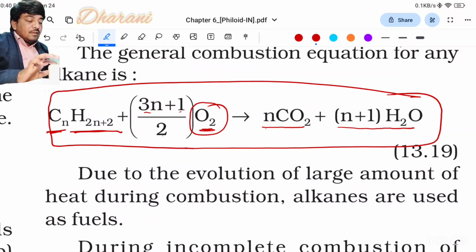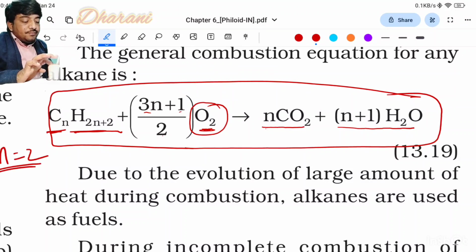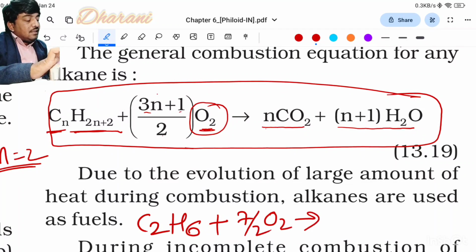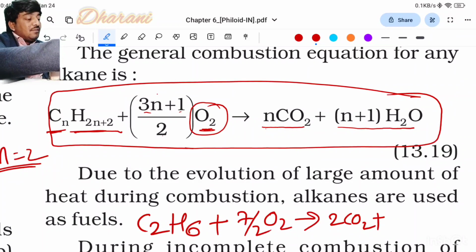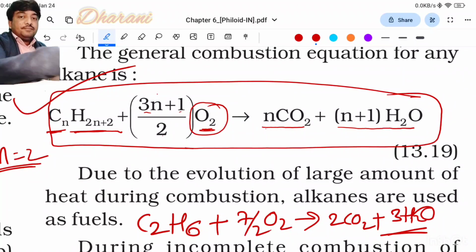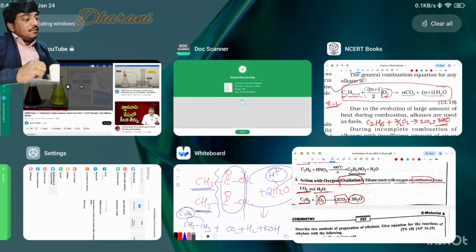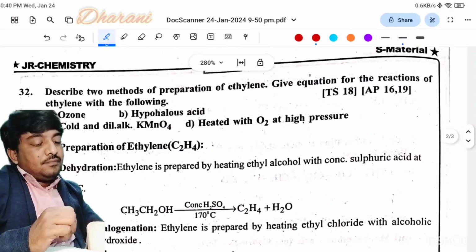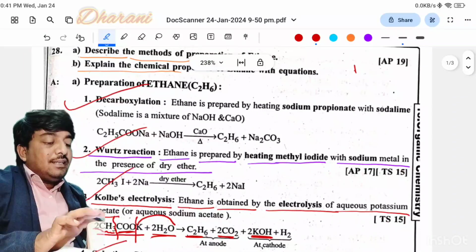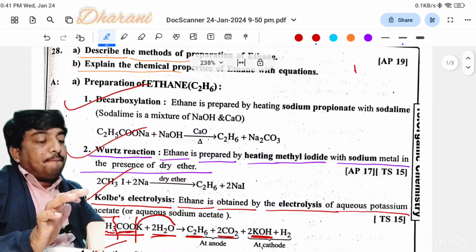For example, let's take n as 2. C2H(2×2+2), which is C2H6. With n as 2, (3×2+1)/2 is 7/2 oxygen. It forms n moles of carbon dioxide, meaning 2 moles of carbon dioxide, and n+1 moles of water, meaning 2+1, 3 moles of water. Very important. Next one, completed. This is the preparation of ethane. Thank you.